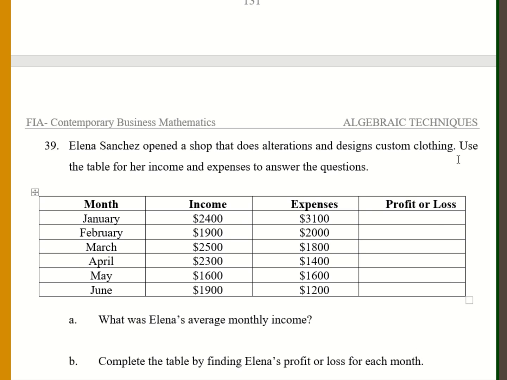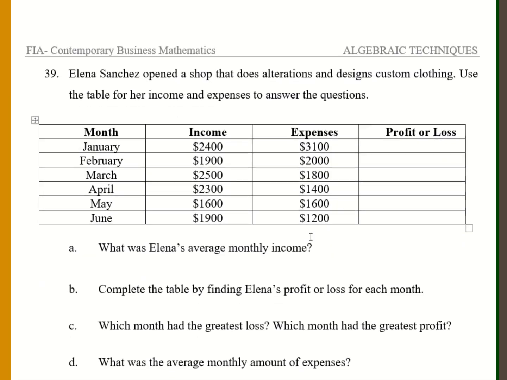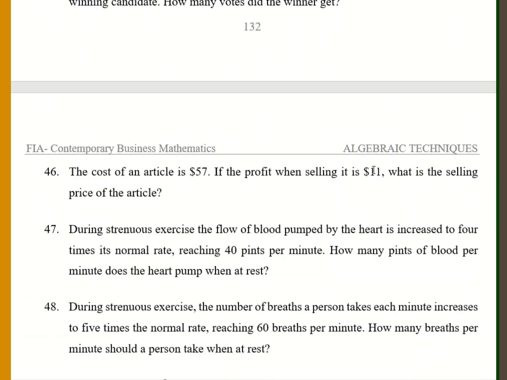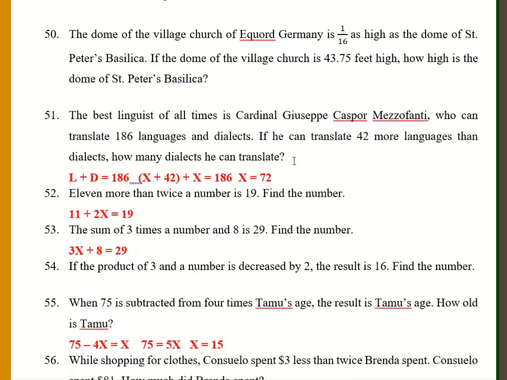This one, you just fill up the profit or loss. How to find profit or loss? Income minus expenses. If it's negative, it's a loss. If it's positive, it's a profit. Okay, so all these are quite direct as we go along.